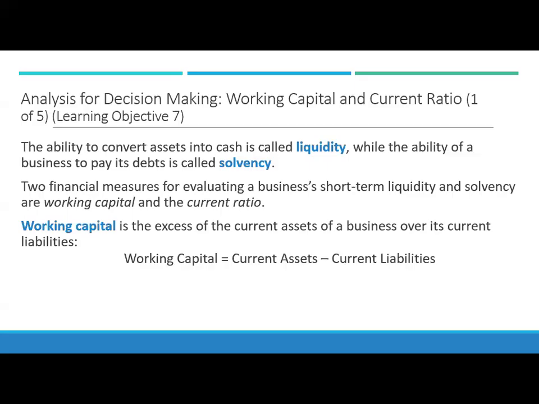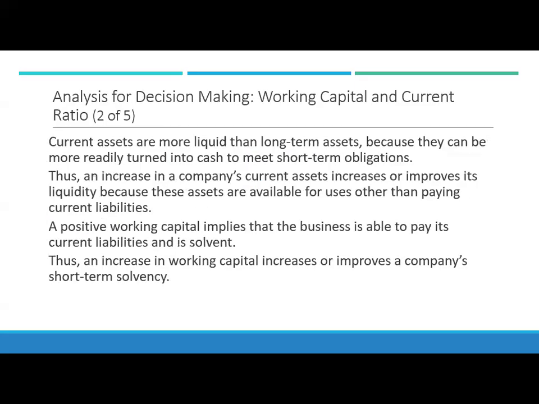It also shows if the business has a positive working capital, that they are able to pay their current liabilities out of their current assets. And so it's really a liquidity metric. Current assets are more liquid than long-term assets. So a positive working capital indicates that the business is able to pay its current liabilities and is solvent. If working capital increases, it improves a company's short-term solvency, which is its ability to pay its short-term debts.